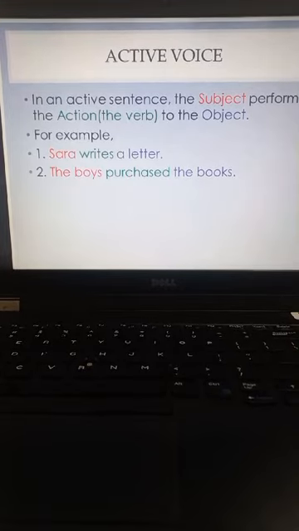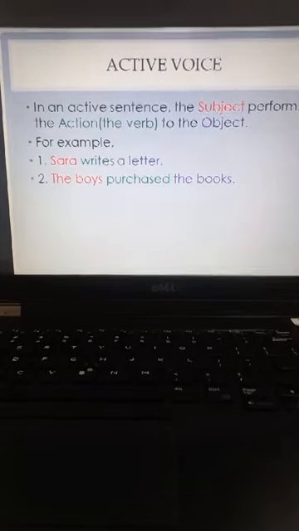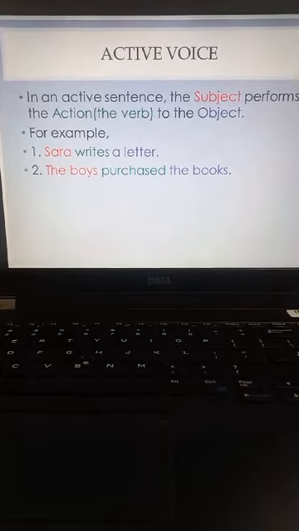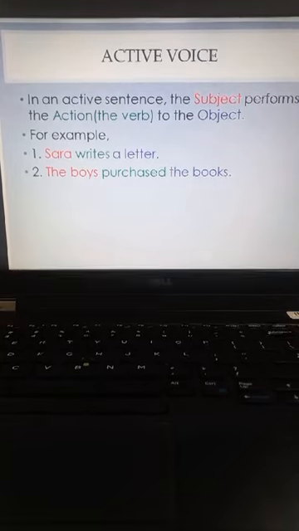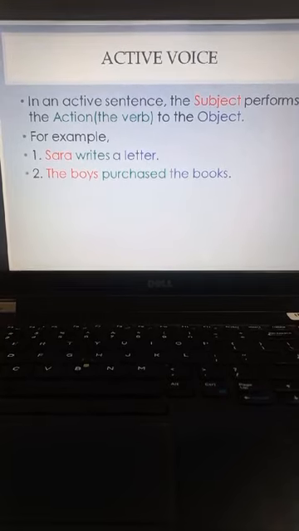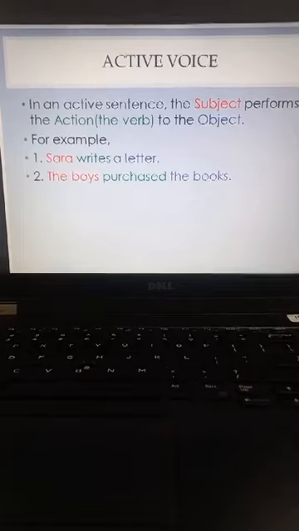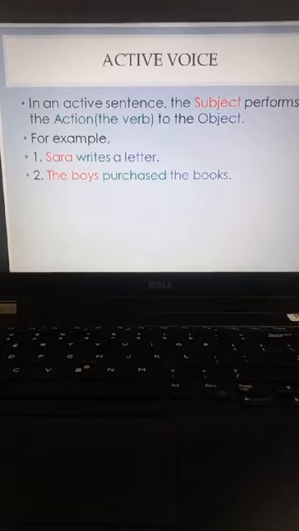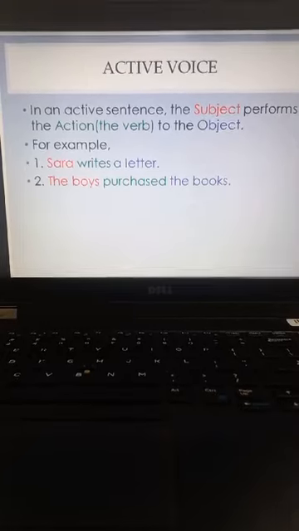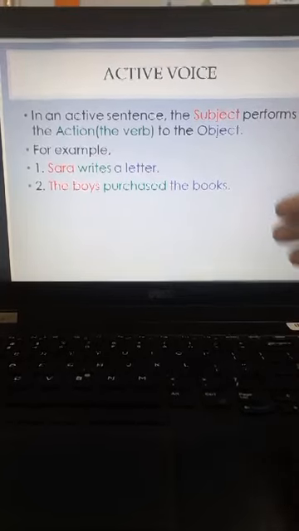In the very first sentence, Sarah writes a letter. Sarah is the subject, writes is the action being done, a letter is the object. In another example, the boys are the subject, purchased is the action, the verb used in the sentence, and the books is the object. So this is how we write an active voice.